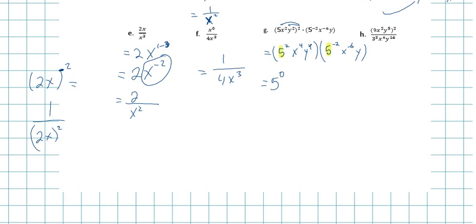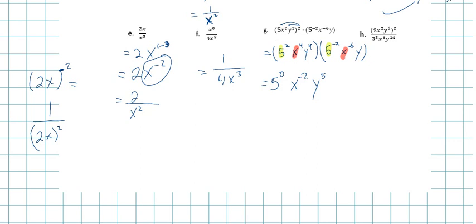Again, same base. What do I do with the exponent? Add them. 4 plus negative 6 is negative 2. So what would I get here? Add them again. 4 plus 1 is 5. Now, I'm done with the simplification. Now I have to make it look nice.